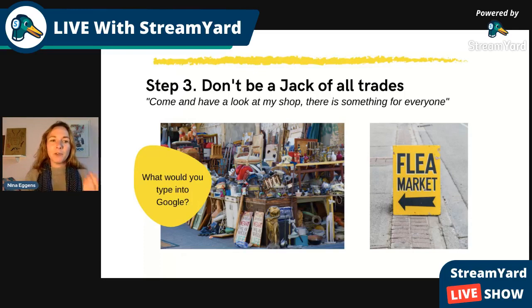So it's very much about, if you're looking for something in particular, what would you type into Google? If you are looking for a high quality waterproof jacket in navy blue, would you type in Google waterproof jackets, or would you type in waterproof outdoor jackets navy blue? You're going to be more specific, and the more specific you are in your description, the more likely you are attracting the person that's actually going to buy from you, because you are offering what they are looking for.